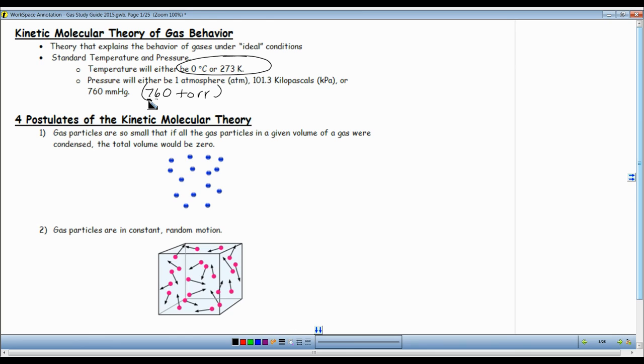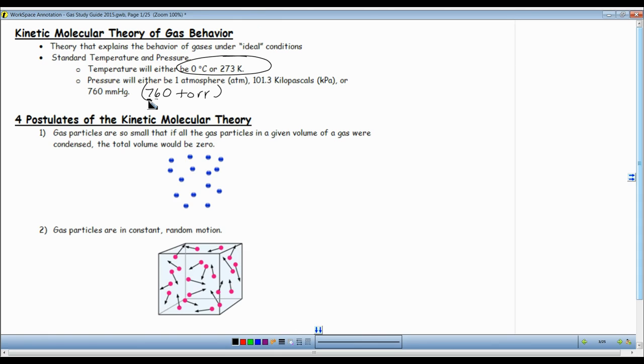760 torr is another acceptable pressure unit. They're all equivalent to each other, and they're all standard, and they actually do kind of match lab conditions. We'll use some pressure sensors in the lab. The lab should end up having an atmospheric pressure of about 101 kilopascal.